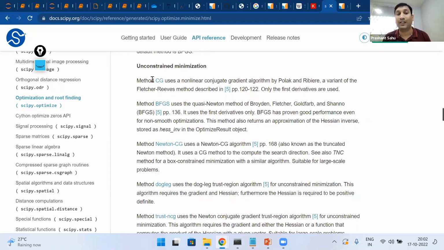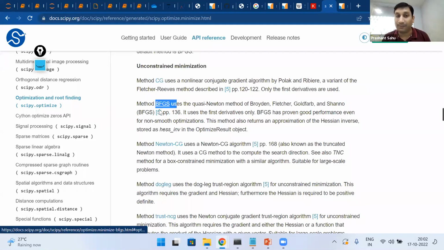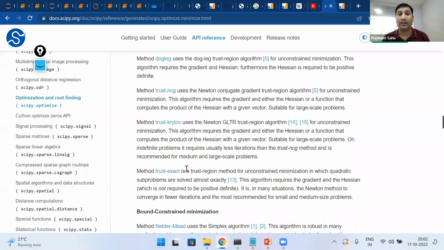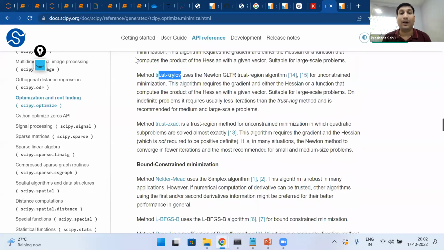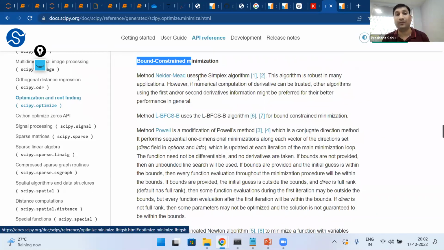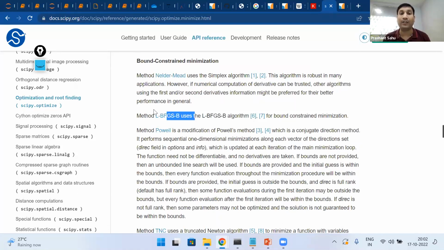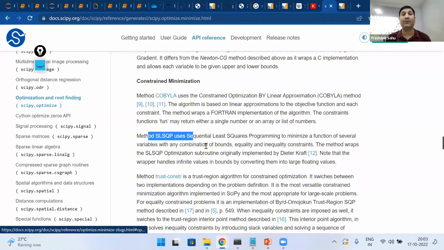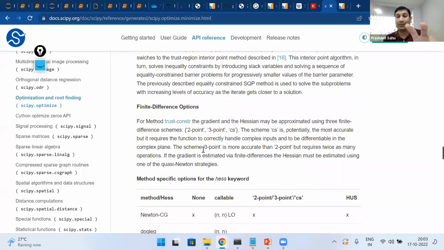So you can use the conjugate gradient. You can use the BFGS method. You can use Newton's conjugate gradient, dogleg, trust regions, Newton-Krylov method, and many more. And then you have bounded and constrained minimization. That is where you can use Nelder-Mead, which uses the simplex algorithm. You can use LBFGS. You can use Powell's method and so on. For other kinds of constrained optimization, you can use SLSQP, sequential least squares quadratic programming, COBYLA and all that. So this solves the majority of your problem.